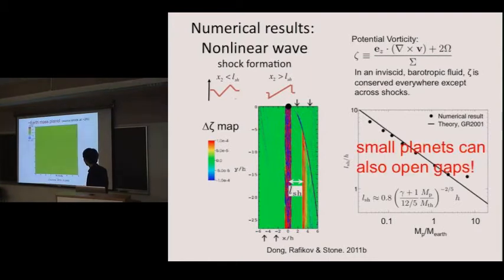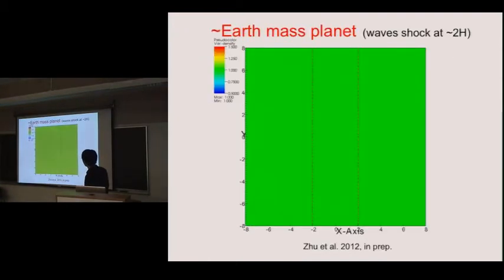To show you this effect, I'm showing a movie here. This is an Earth mass planet. This is work Dr. Zhu at Princeton put together from others. This is the Earth mass planet we put in a simulation, and this is the density map. The two dashed red lines here tell you theoretically where the wave will shock.